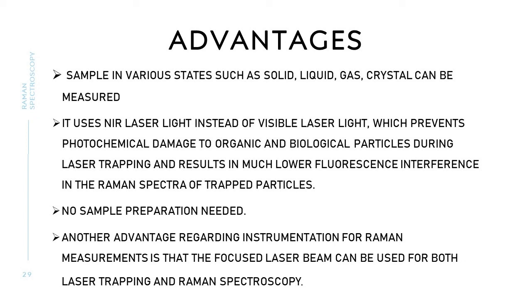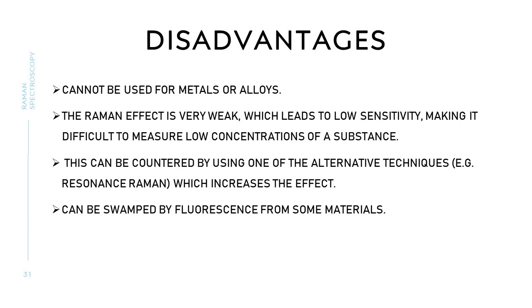Advantages of Raman spectroscopy. With the help of Raman spectroscopy, we can measure samples in various states such as solid, liquid, gas, and crystal. It uses NIR laser light instead of visible laser light, which prevents photochemical damage to organic and biological particles during laser trapping and results in no sample preparation needed. Another advantage regarding instrumentation for Raman measurement is that a focused laser beam can be used for both laser trapping and Raman spectroscopy.